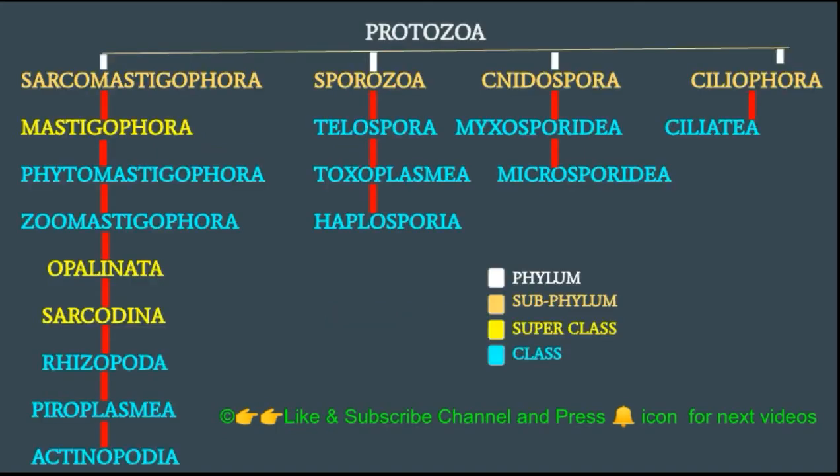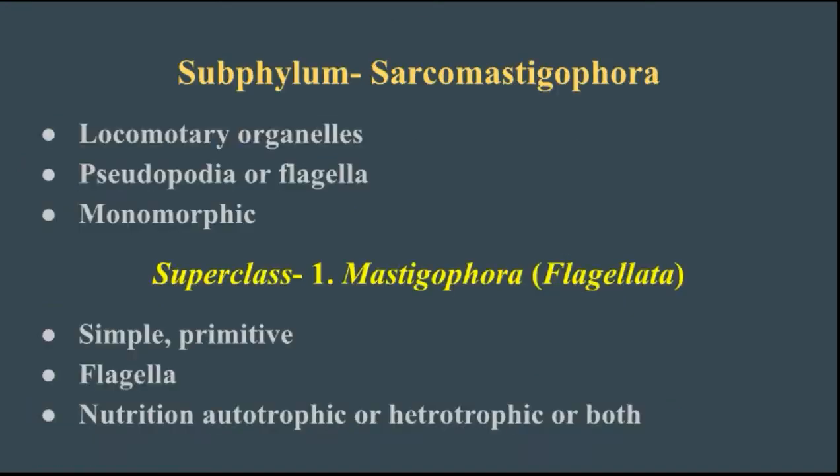Yesterday we discussed the tree diagram of protozoa, the schematic or tree diagrammatic representation. The phylum Protozoa is divided into 4 subphyla: Sarcomastigophora, Sporozoa, Nidospora and Ciliophora. Today we will start with the first subphylum, that is Sarcomastigophora. So let's get started with today's lecture.